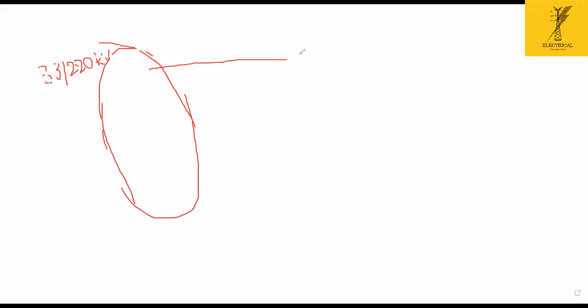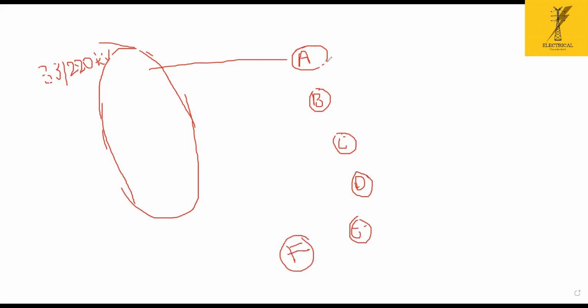So from this substation, I connected to, I am having a different grid substation near to this. A, B, C, D, E, F substations. Suppose A substation is 132 kV by 400 kV substation. B substation is 220 by 400 kV substation.